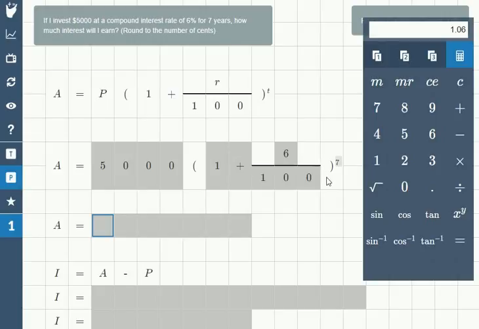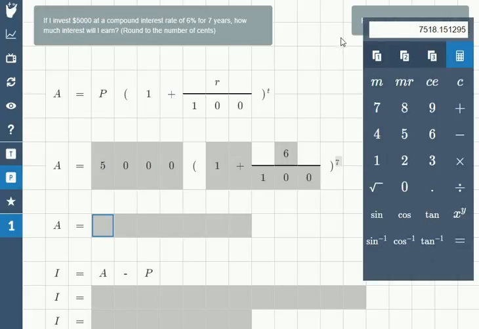Our next step is to raise that to the power of 7, so we'll use our x to y button and find out that 1.06 to the power of 7 is this rather long decimal number. So the final thing we have to do is take that answer and multiply it by 5,000. So we can put in a multiplication symbol and 5,000 to get the final answer of $7,518 and a little bit.